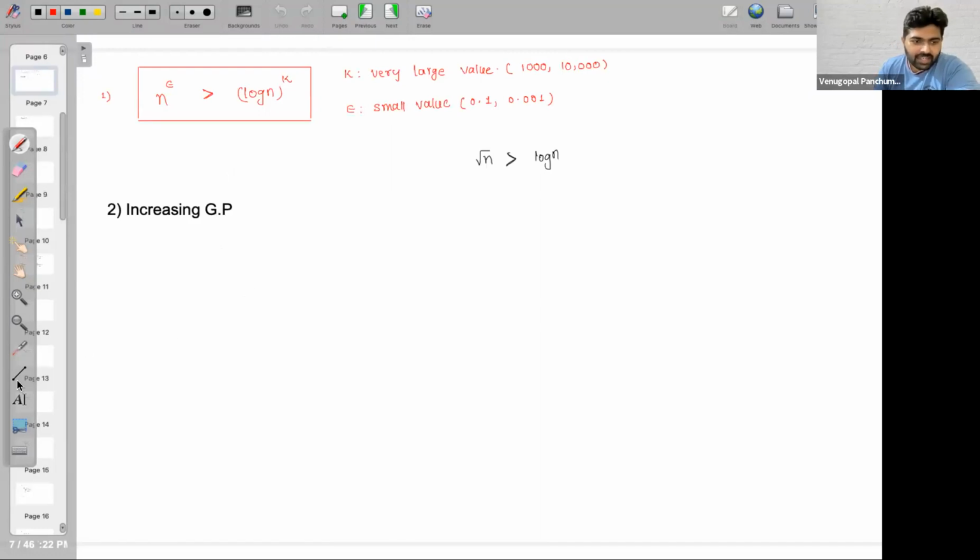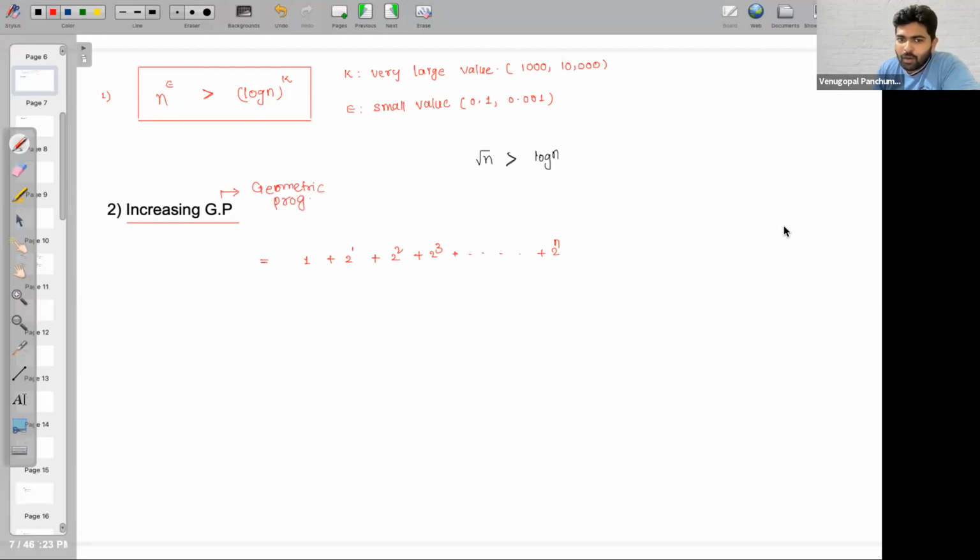Now see, friends, next I want to take one more topic, called increasing GP. So I'm going to take one series which is increasing. Let me take 1 plus 2 power 0, 2 power 1, 2 square, 2 cube, plus ... 2 power n. Can you tell me, is it an increasing GP or not? GP means geometric progression. Please don't ask what GP is.